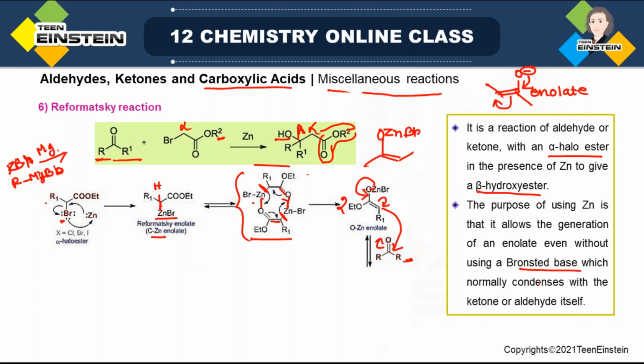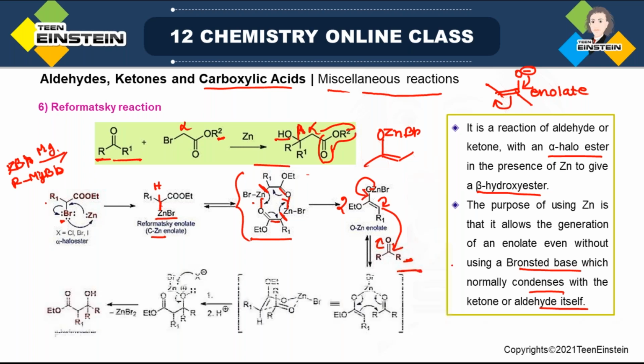So normally we have seen enol formation in the presence of a basic medium, but here we have not used any basic medium, right? But still you are getting some enolate. So without using some drastic condition, that is basic condition, we can produce this type of enolate. That is the purpose of using Zn, that it allows the generation of an enolate even without using a Bronsted base. And ultimately it condenses with the ketone or aldehyde itself. So this RCOR may be a ketone or aldehyde.